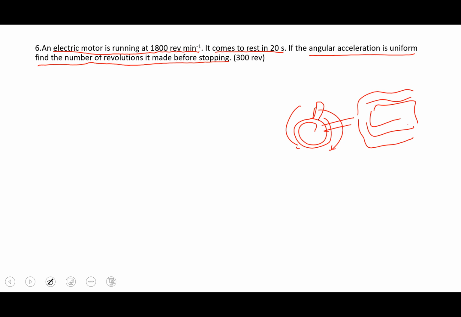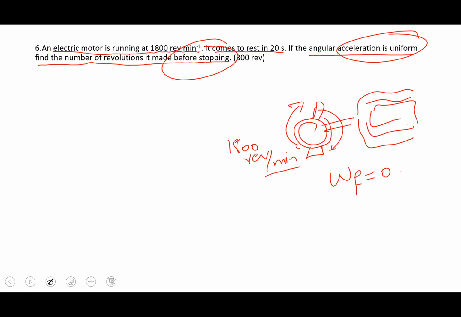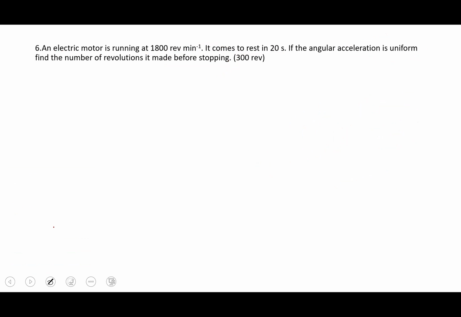let's say any part of it which is rotating, and it is rotating 1800 revolutions per minute, and it comes to rest. That means the final angular velocity is equal to 0, and the acceleration is uniform. That means it decreases quite nicely, uniformly, before coming to a stop. That means it has stopped. The final velocity is 0. Now, in this case, we have the solution.